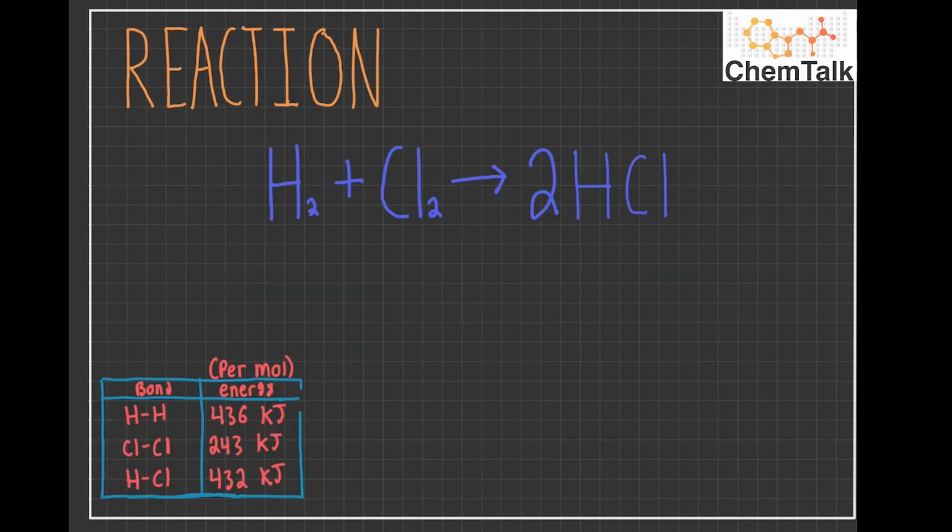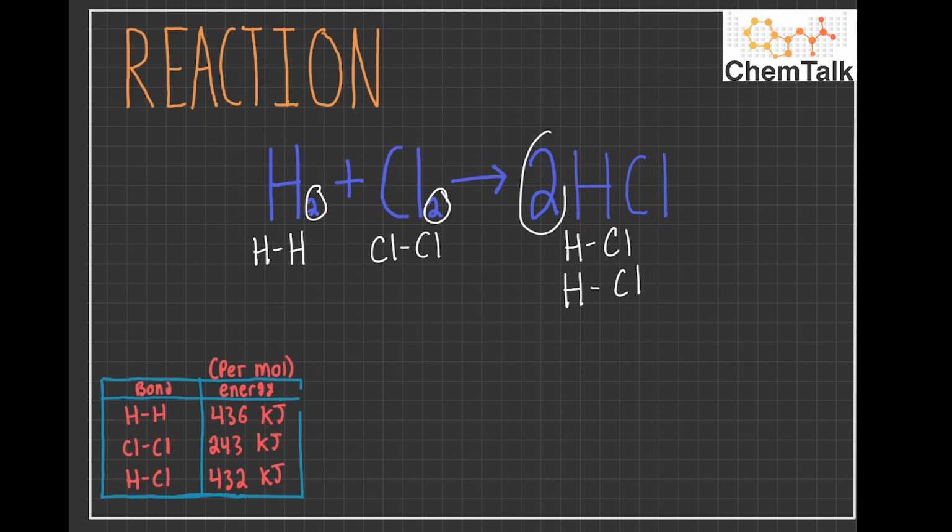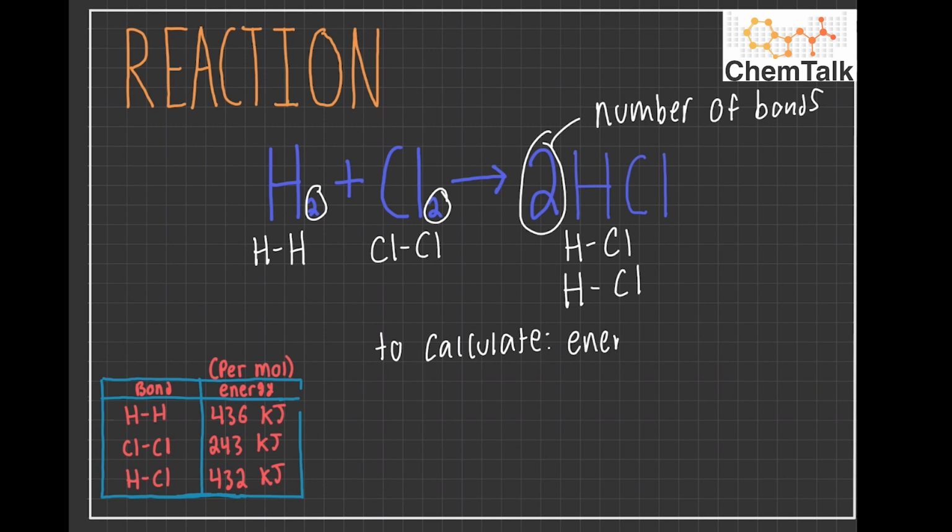So let's take a reaction. We have H2 plus Cl2 produces 2HCl. So H2 is an H-H bond, Cl2 is a Cl-Cl bond, and 2HCl is 2 H-Cl bonds. So again, that coefficient represents the number of bonds. To calculate the overall energy change from the reactants to products, it's energy required minus energy released.